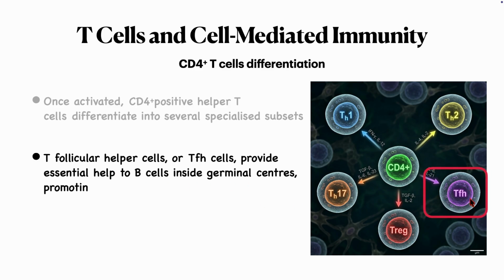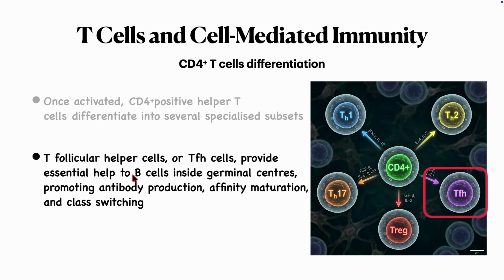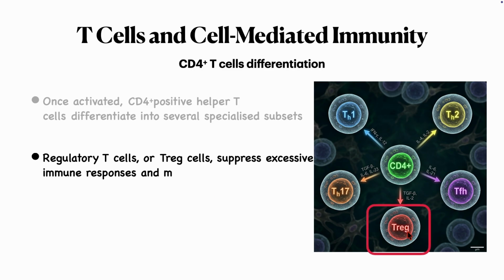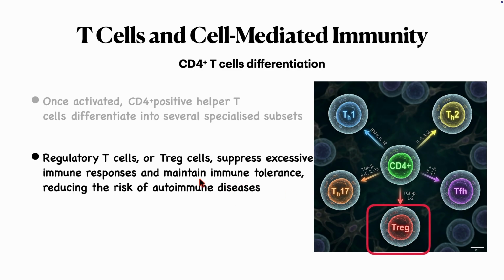T follicular helper cells or TFH cells provide essential help to B cells inside germinal centers, promoting antibody production, affinity maturation, and class switching. Finally, regulatory T cells or Treg cells suppress excessive immune responses and maintain immune tolerance, reducing the risk of autoimmune diseases. Each subset produces characteristic cytokines and performs distinct functions within the immune system.